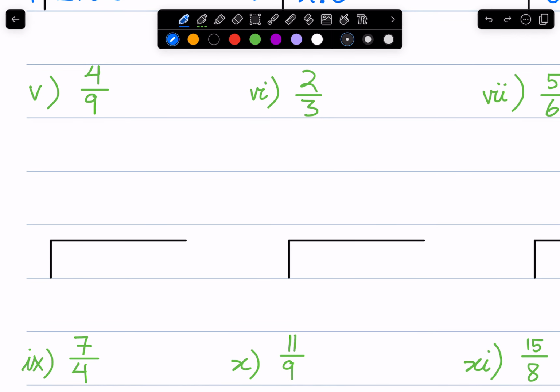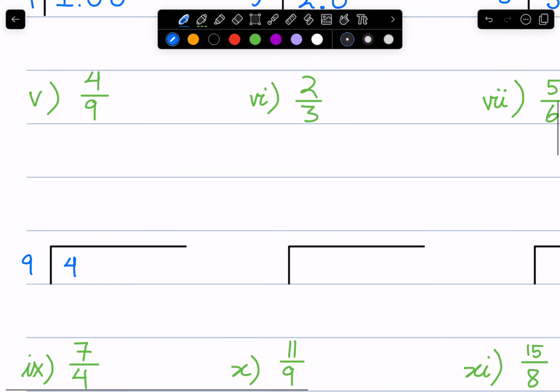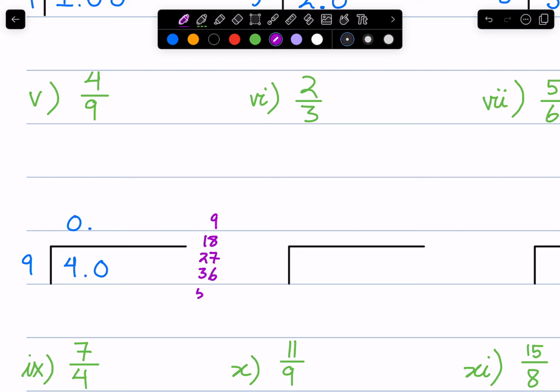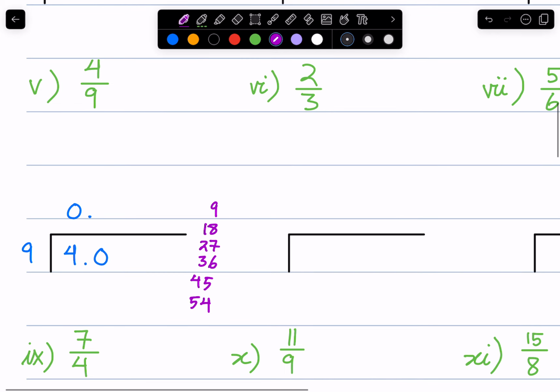The denominator is our divisor, and 4, the numerator, is our dividend. So 9 into 4 we can't do, so we borrow another 0. And just to make this a little easier, let's write up our 9 times tables to the side here. So 9, 18, 27, 36, 45, 54. Let's stop here for now and see how we go.